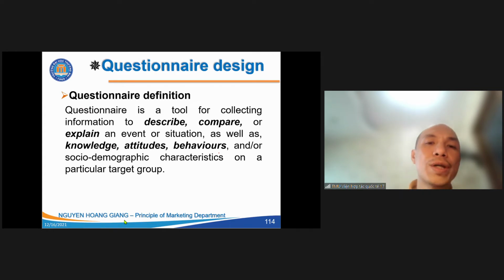About the questionnaire, what is a questionnaire? A questionnaire is a tool for collecting information to describe, to compare, or explain events or situations, as well as knowledge, attitudes, behaviors, or social demographic characteristics of a particular target group. So the questionnaire is the thing that helps us understand more deeply about any people or any group that we pay attention to.